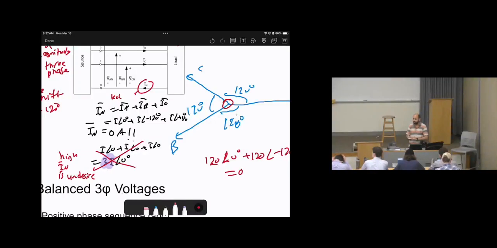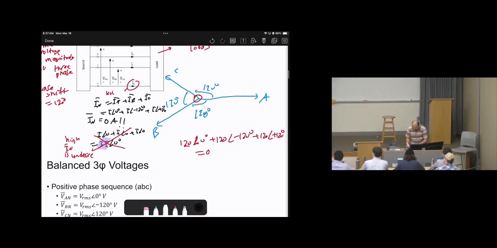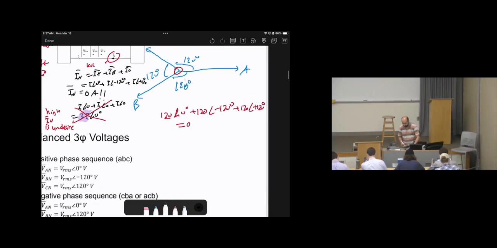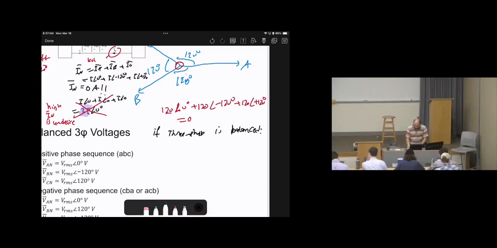How can we take advantage of this? This benefit will allow us sometimes, since the neutral current is 0, to remove the neutral. Why do we need to use it? In some applications we can remove it. We will discuss this again in the next lecture, but here I'm just telling you that we are trying our best to make the neutral current as low as possible. So I would say if the 3-phase system is balanced, what will happen? I neutral will be 0. Okay?